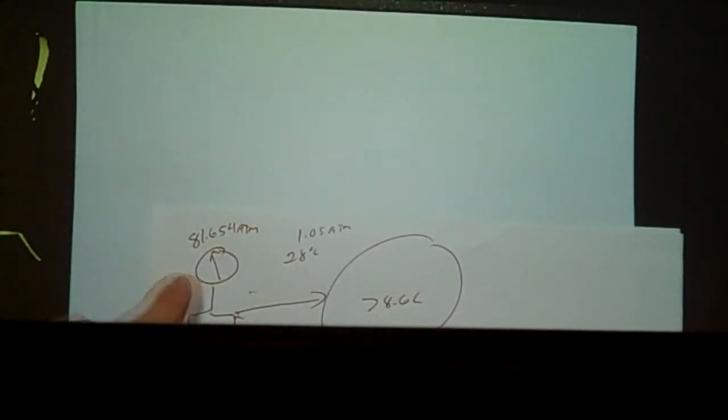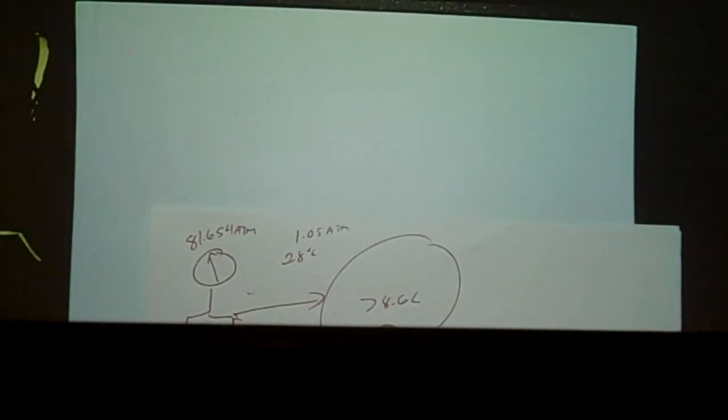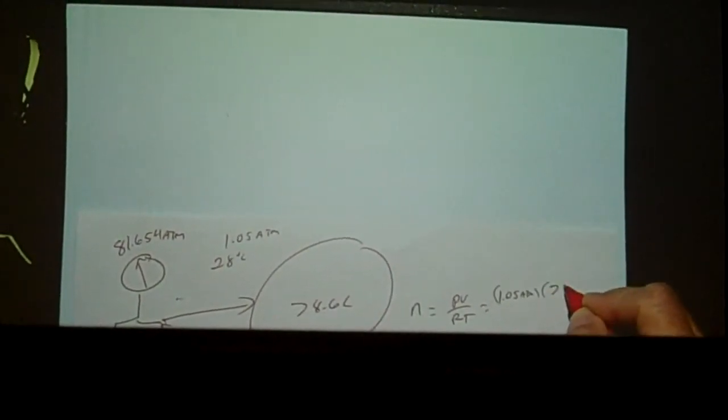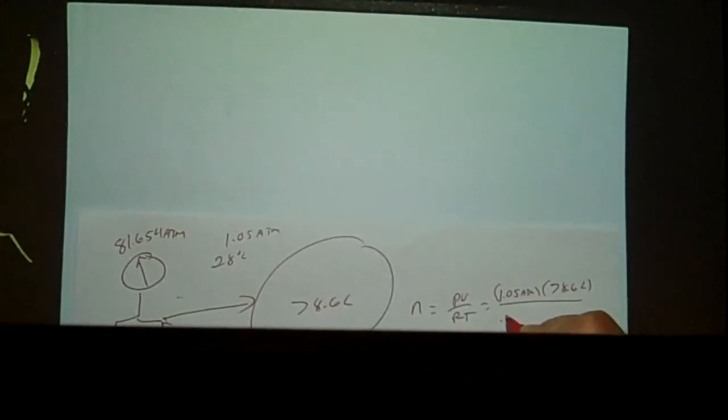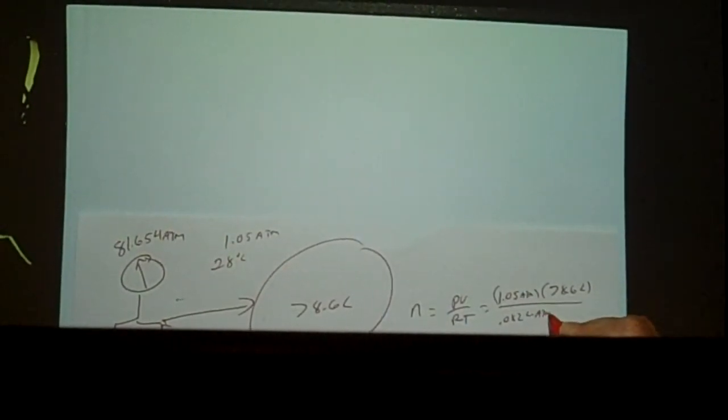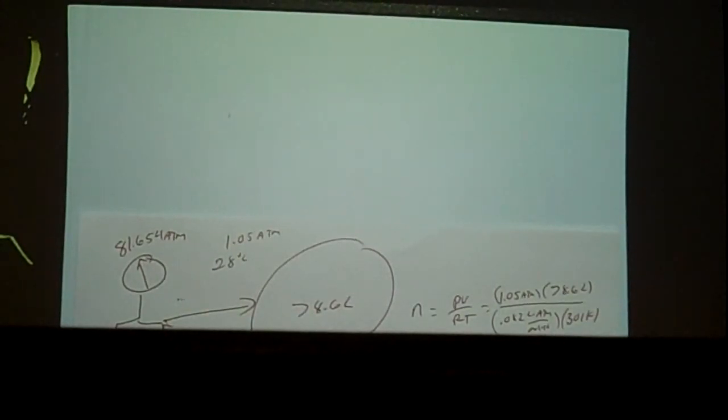Pay attention. So what I need to know is, well, how many moles of gas do I need? I know the volume. I know the pressure. I know the temperature. I know the gas constant. The only thing I don't know about filling this balloon up is n, the number of moles. And n is PV over RT. Pressure, 1.05 atmospheres. Volume, 78.6 liters. 0.082 liter atmosphere per mole Kelvin. And temperature, 301 Kelvin. If I do that, the number of moles is equal to 3.343.